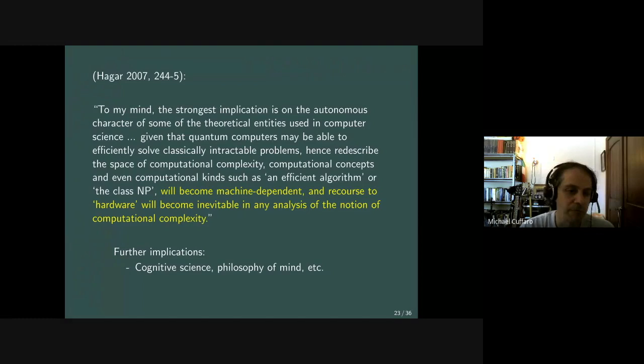And so in order to cash out these notions in the philosophy of mind, Hagar argues, we need to have some way of saying what intractable means in a kind of model independent sense, if we want this to be useful for cognitive science, right? Whereas if quantum computing breaks the complexity theoretic paradigm in the sense that it violates this thesis, then that has implications for fields like this one. We need to be careful. It'll be harder to make the claim that the mind is computational in a functional sense if the very notions of complexity are model dependent. At least that's the claim that Hagar wants to make.